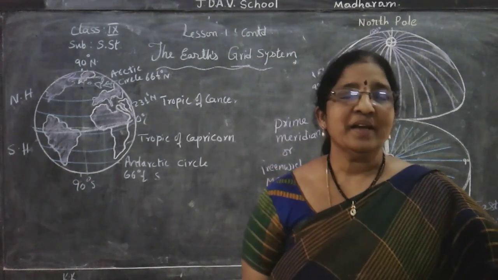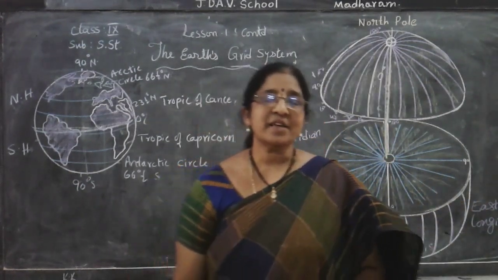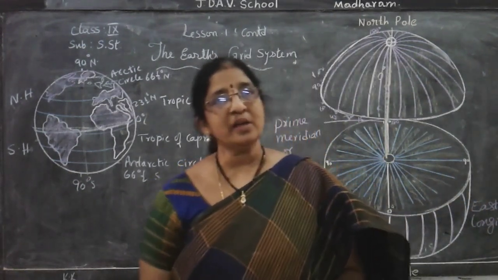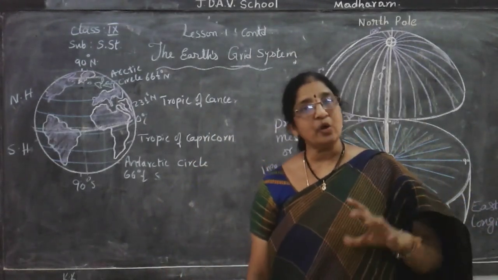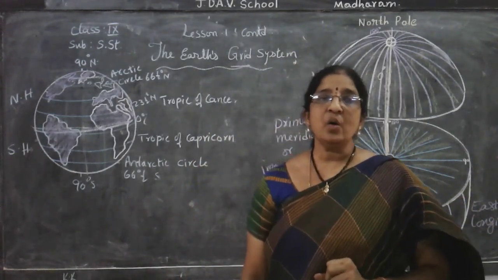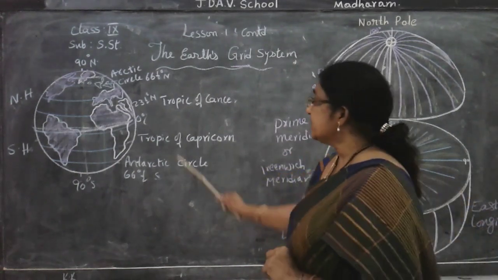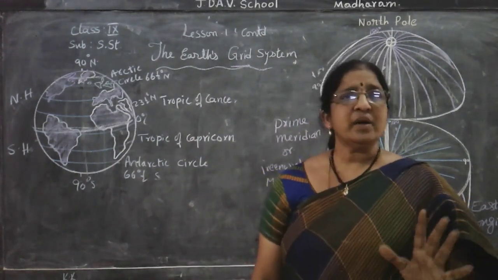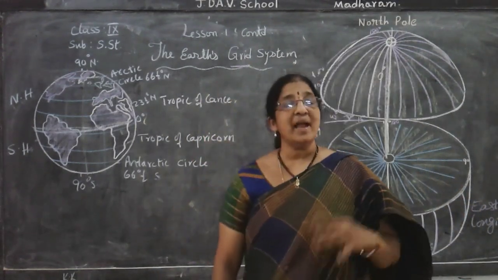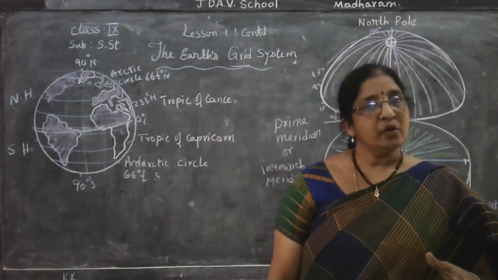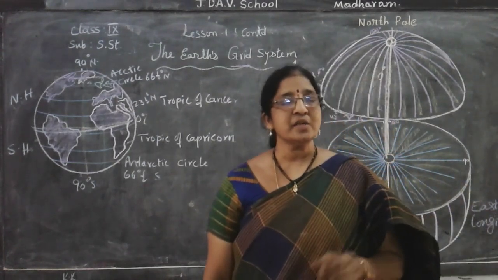Children, how are you? Last time we discussed how the Indian subcontinent was formed, how Angaraland and Gondwanaland were formed, and now we will see what the grid system is. What is the meaning of the grid? Grid means a network of latitudes and longitudes. Do you know what latitudes and longitudes are?